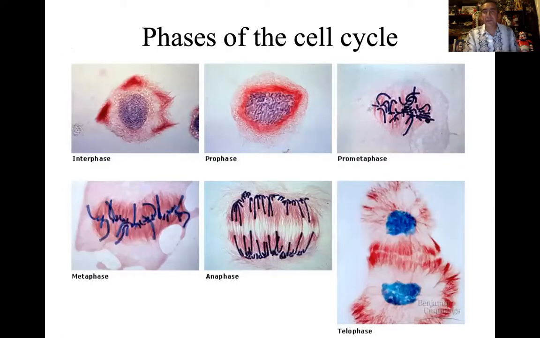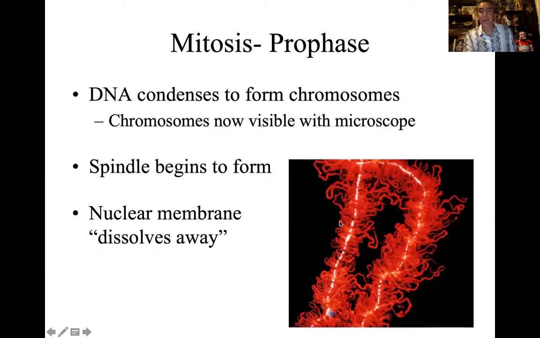So the video does a better job of this. It gives more detail on what's happening within these phases, but very quickly I'll elaborate on the key points of each phase. So mitosis prophase. Prophase is the very dynamic, very chaotic part of mitosis. Lots of things are happening.